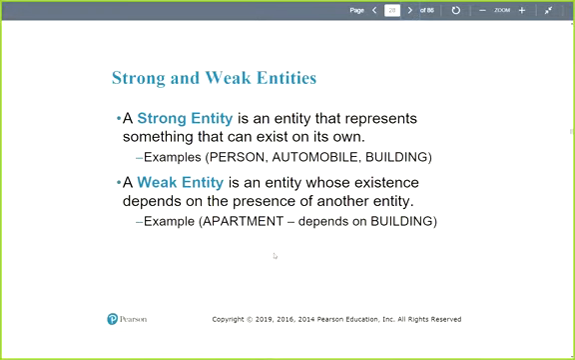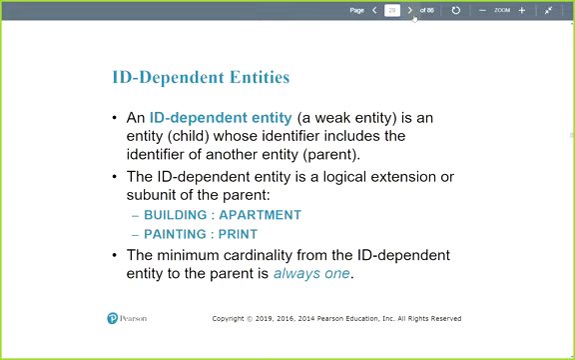And there is a good example here. You cannot have an apartment sitting there by itself. It has to be inside of the building before you can call it an apartment. Right? And when that same concept is implemented in the logical model, we will call this an ID dependent entity. Without further confusing you, I will stop our ER model here.